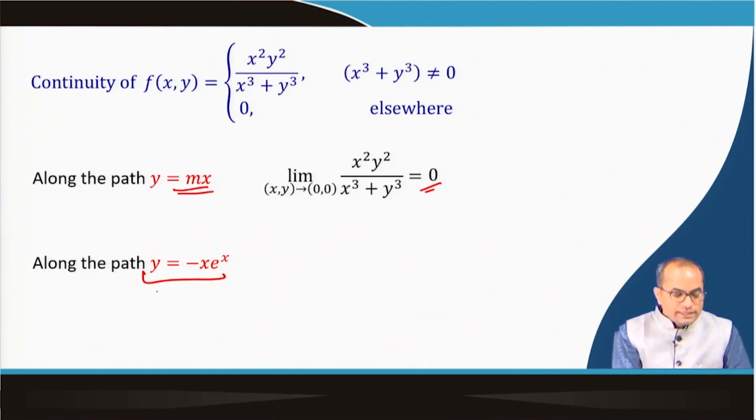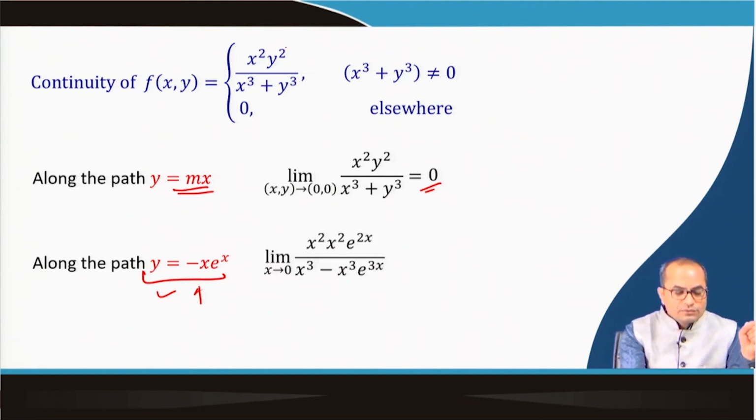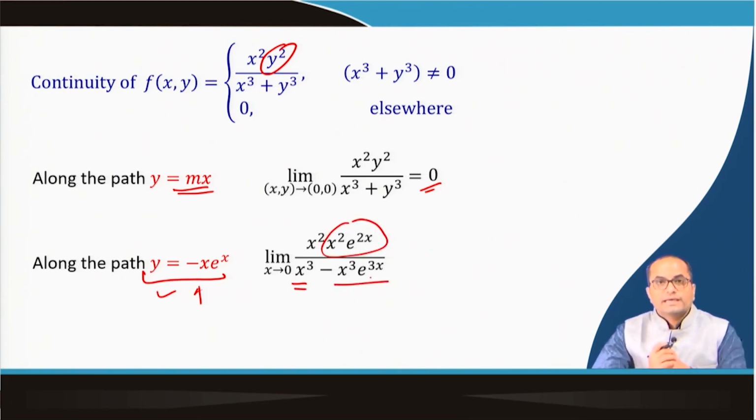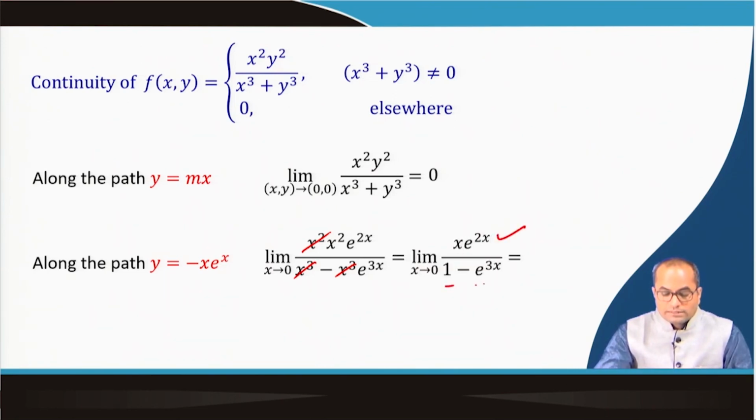So, in this case, if we choose y equal to minus x e power x, this also goes to 0, as x goes to 0, y also goes to 0. So, this path is taking you to the origin, and if we substitute it for y, y square means x square e power 2x, and in the denominator x cube minus x cube e power 3x. This is the special path we have now. So, x cube, and there also we have x cube, and when x goes to 0, this becomes x e power 2x over 1 minus e power 3x, and this is a 0 by 0 form.